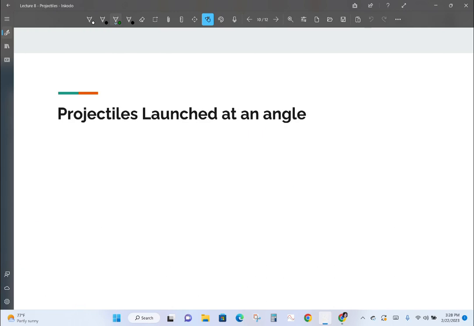So let's think about that. So if we launch something, let's say we now launch it at 100 meters per second at 30 degrees. So it's going to go up, it's going to come down right at the same height that it came from.